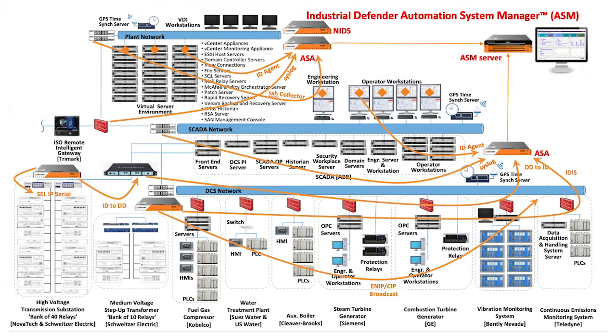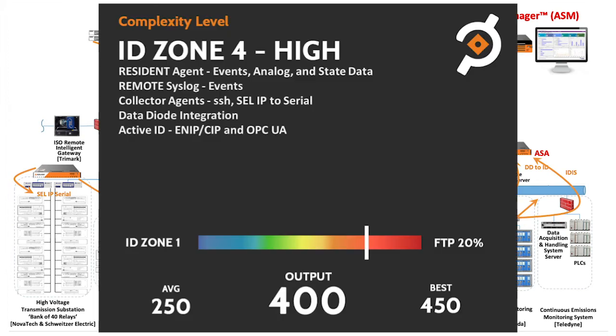Again, this is not a problem as ID supports ASA to ASA peer-to-peer communication via the IDIS protocol as previously mentioned in Zone 3. And the collection is enabled by deploying the active ID technology, which sends out a small broadcast message that triggers your devices to report in using their own native protocols. Industrial Defender considers this complexity level high, or ID Zone 4. And before George interrupts again, there's still one more zone left.